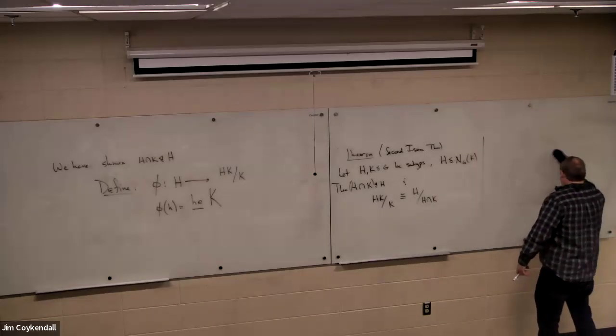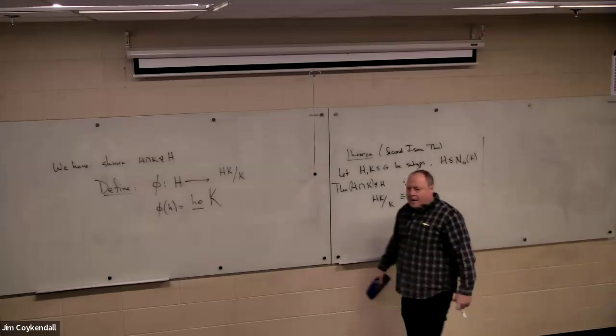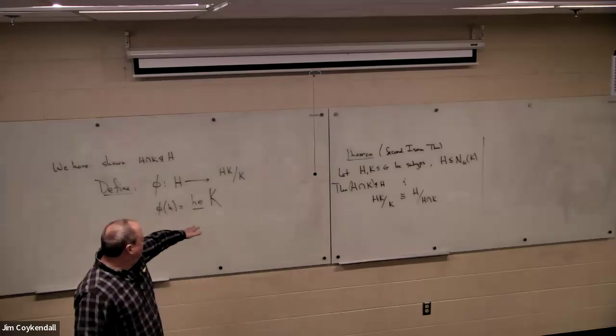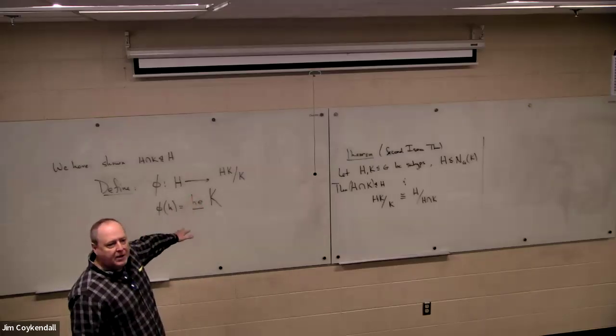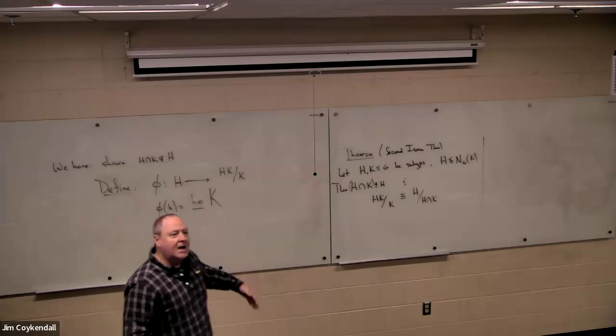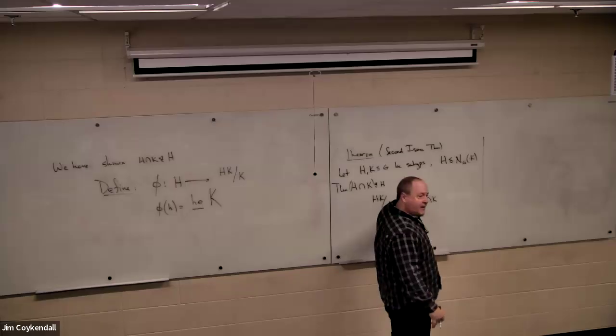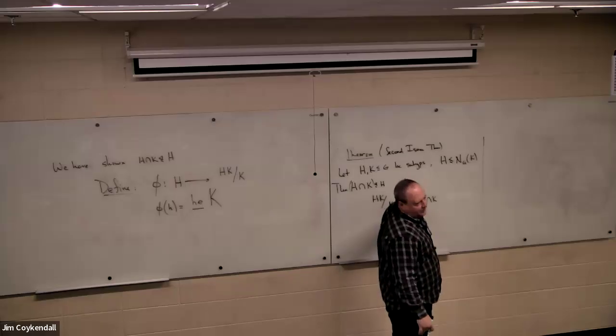Now notice, there is no question about well-definedness here. You give me an H, I give you the coset HK. No ambiguity, that's a function. Don't have to check any kind of well-definedness. If my domain had been this, I would have had to check well-definedness.